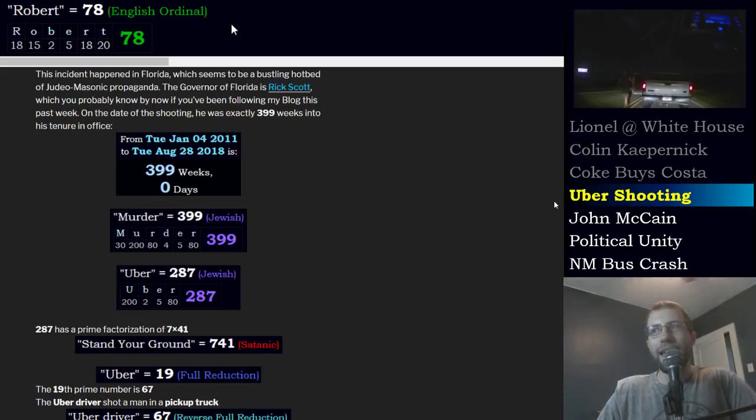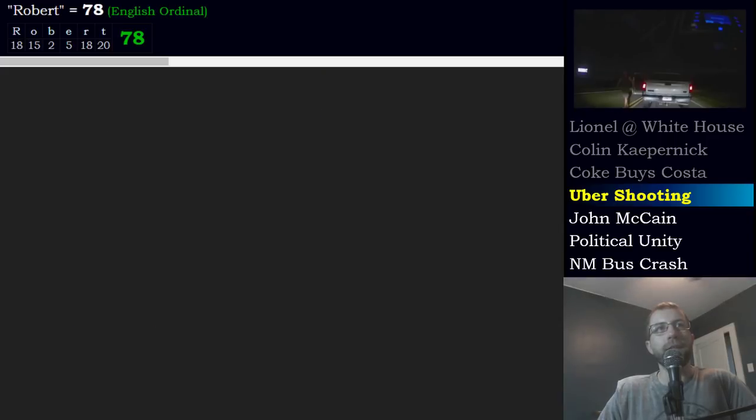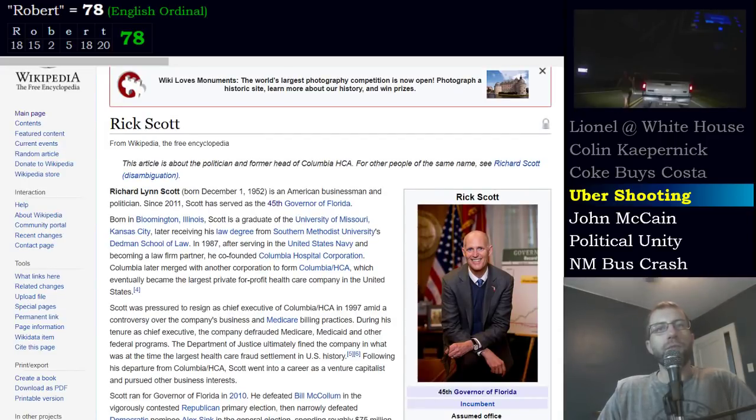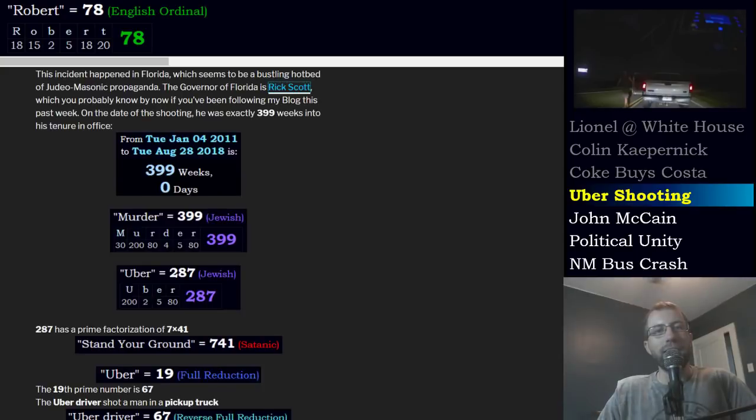And if you've been following any of my work, you know that the governor of Florida is Rick Scott. And all of these Masonic rituals, when they occur somewhere, you've got to look at the governor's date that he took office. It's like without exception, there seems to be something coded into it. And in this case, there's no doubt about it.